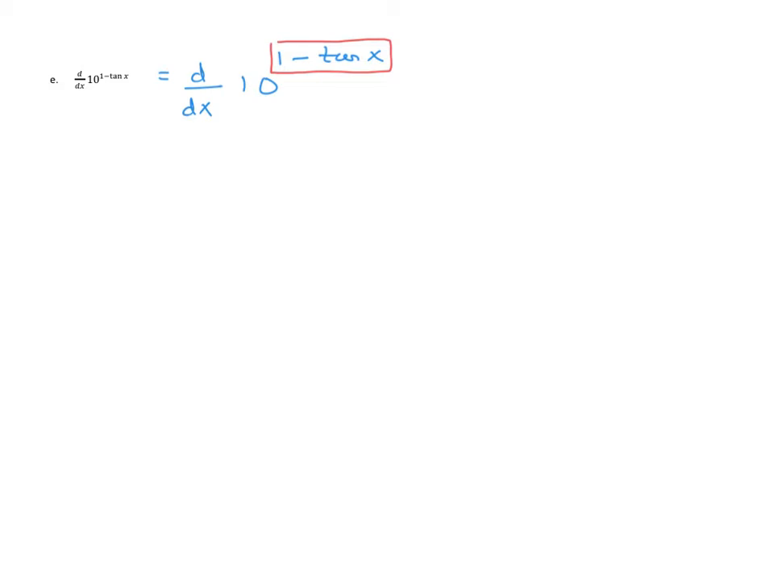The rule that we have for exponential functions is, well, you get the same function back. You get 10 to the 1 minus tangent of x, but you also have to multiply by the natural log of the base, which is the natural log of 10. But by the chain rule, we need to multiply by the derivative of 1 minus tangent of x. The derivative of 1 is 0, so we get negative, well, the derivative of tangent is secant squared of x, and this is the answer.